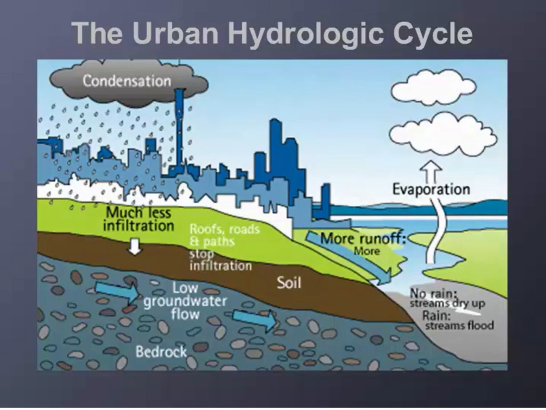The hydrologic cycle, also known as the water cycle, also changes due to urbanization. When areas become populated, there is an increase in impervious surfaces. This results in much less infiltration and much more runoff.